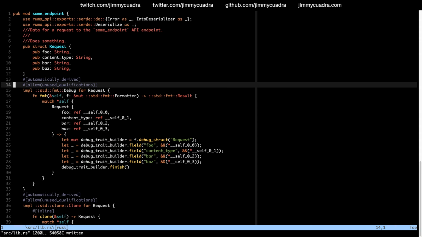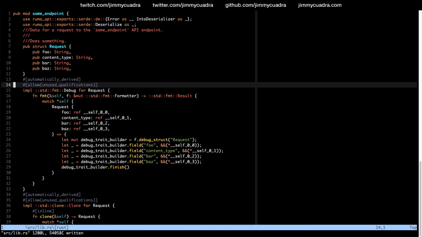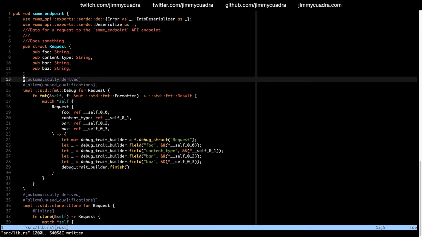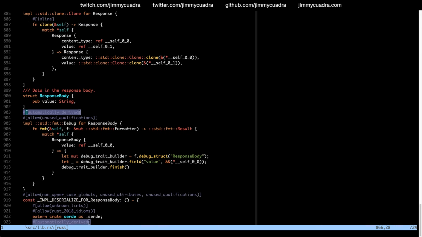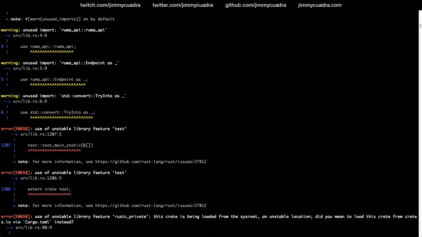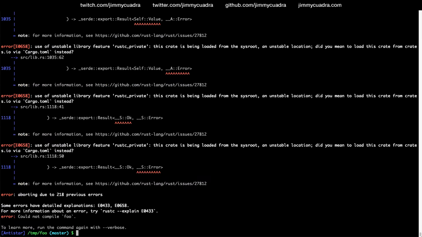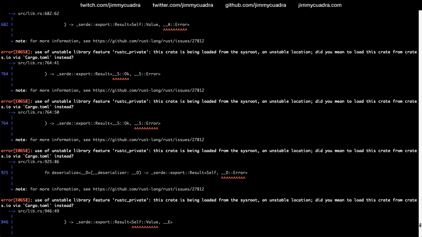Oh, automatically derived. Ah, someone's saying, I got a Rust problem, could I ask it to you? Yeah, sure. By all means. So let's find every instance of automatically derived and get rid of this, because we want to pretend that we have done those ourselves. What is it complaining about here? I don't understand this.